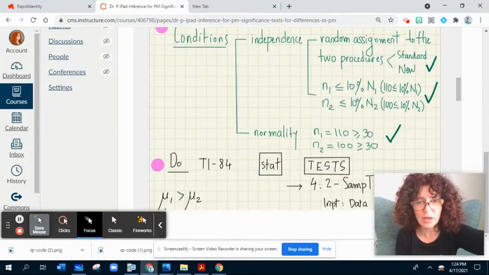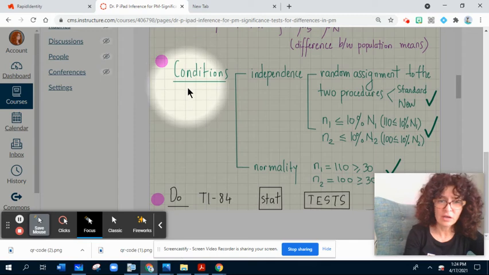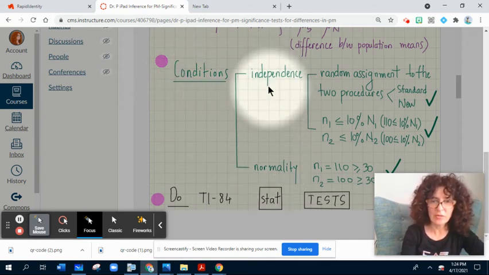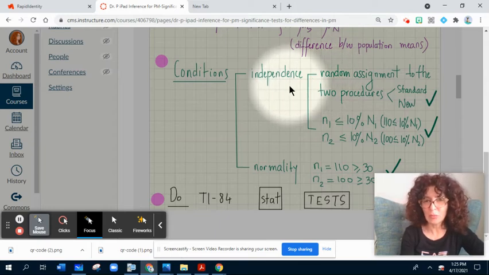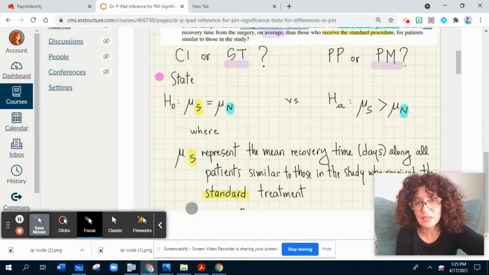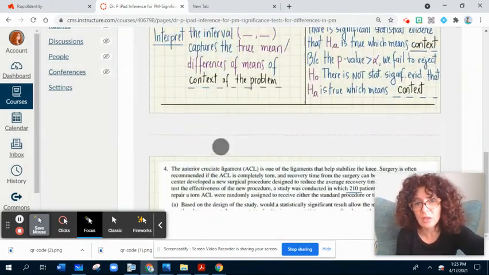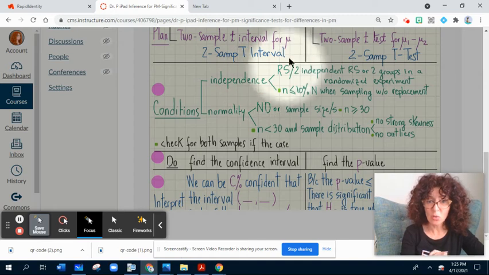So let's go further, after the plan, to the conditions. Conditions are similar to the population proportion case. You have two types, independence and normality. Independence means checking whether you have random sampling, or random assignment to the new treatments if you have an experiment. This is what we said here, and let me remind you because the wording could be slightly different, but the meaning is the same. So: a random sample, or two independent random samples, or two groups in a randomized experiment.